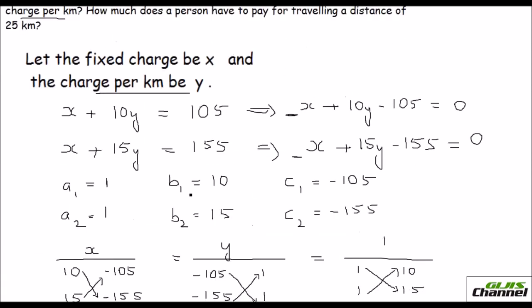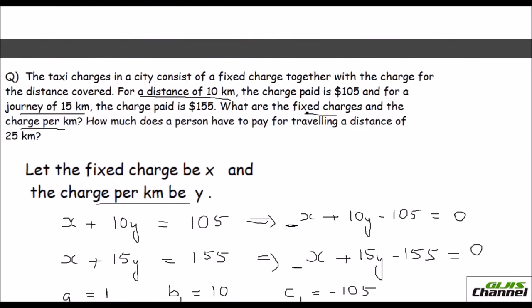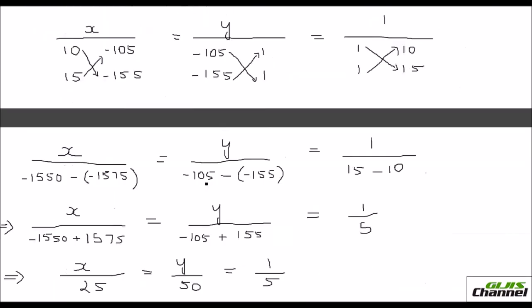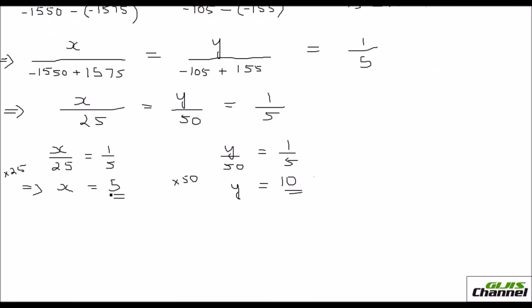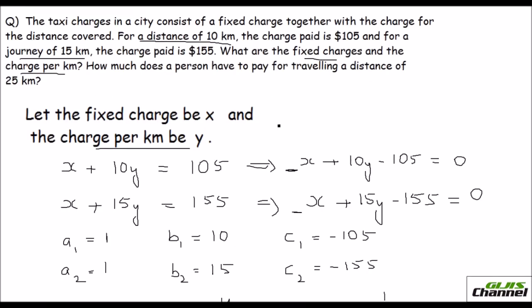That is, they had asked you what is the fixed charge. You have taken your fixed charge as x. So your fixed charge is $5, okay? And y is the charge per kilometer, right? So charge per kilometer equals $10, right? And they've asked you one more question. I said we'll do that later. We have got the fixed charge and the charge per kilometer.